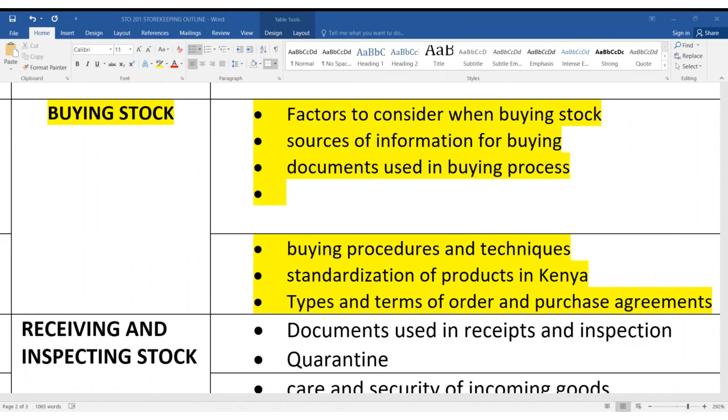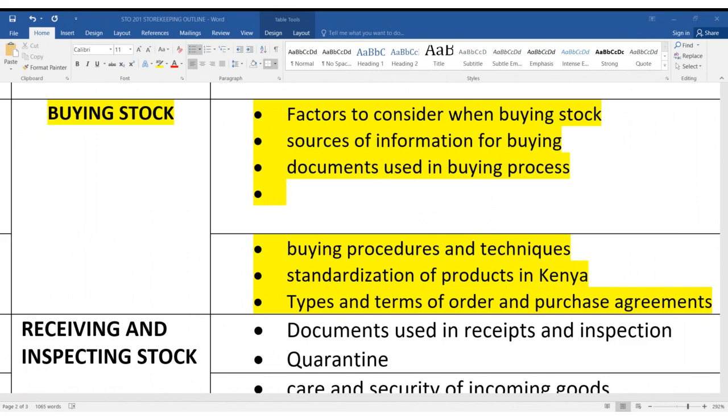Currently, we have 0 attendance, and I'll just give this outline to help those who will come later to be able to get oriented as far as this topic is concerned. Starting with the factors to consider when buying stock, the following are key.